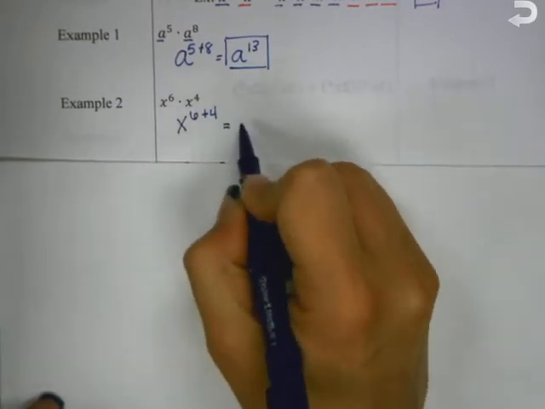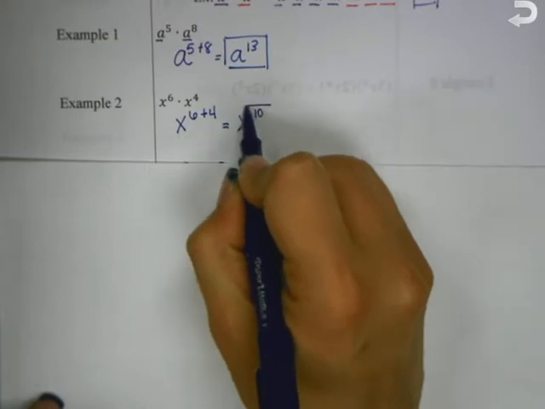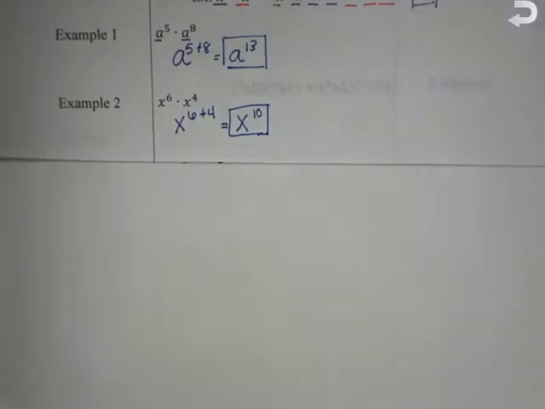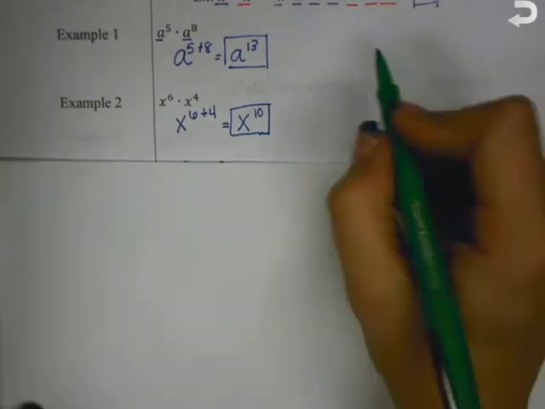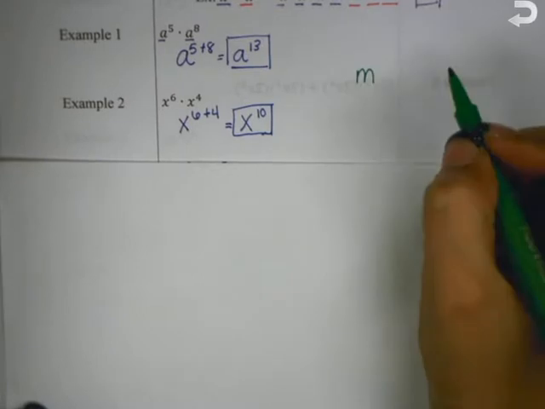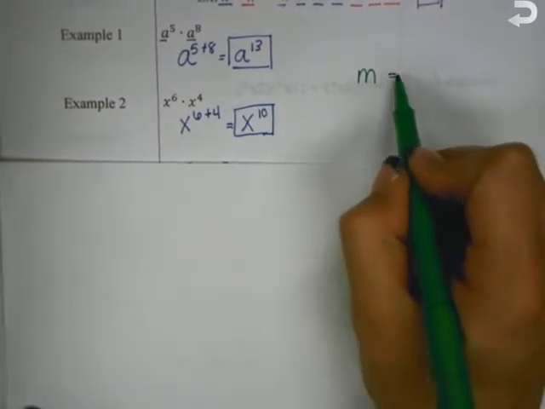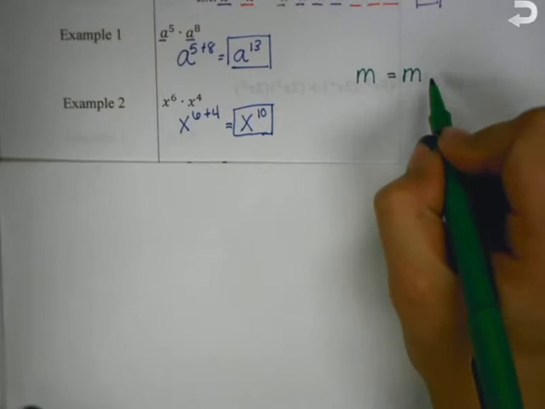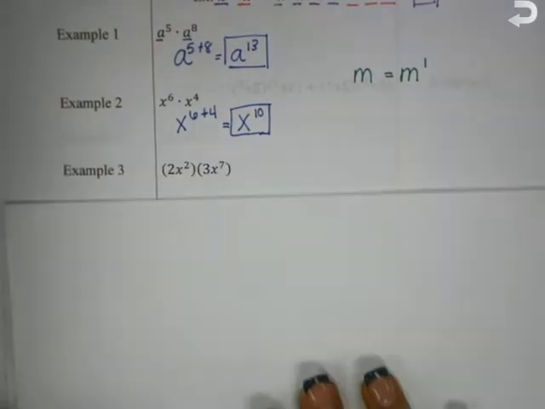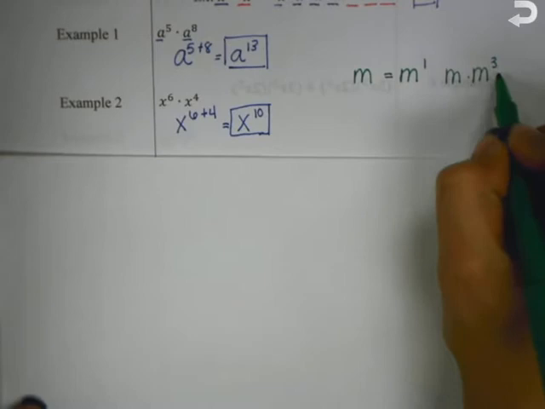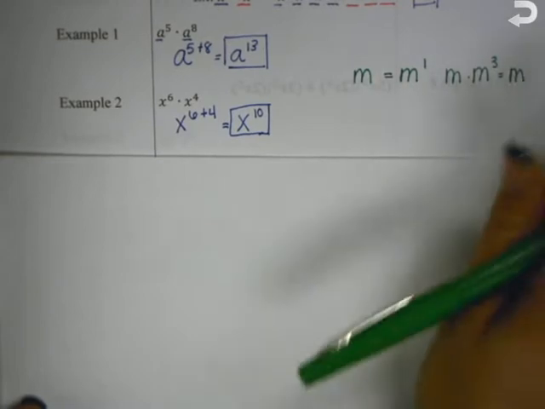How do you guys feel about that? Really quickly, if I have, let's use the variable m, just m by itself. What's the exponent there? 1. Good. So if I have, say, m times m to the 3rd, what would my answer be? M to the 4th. M to the 4th, good.